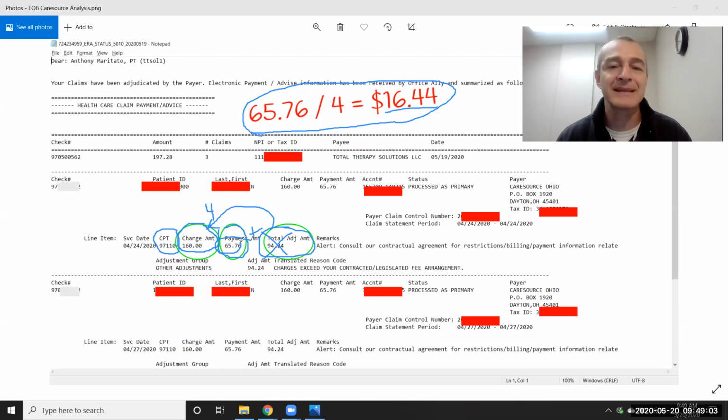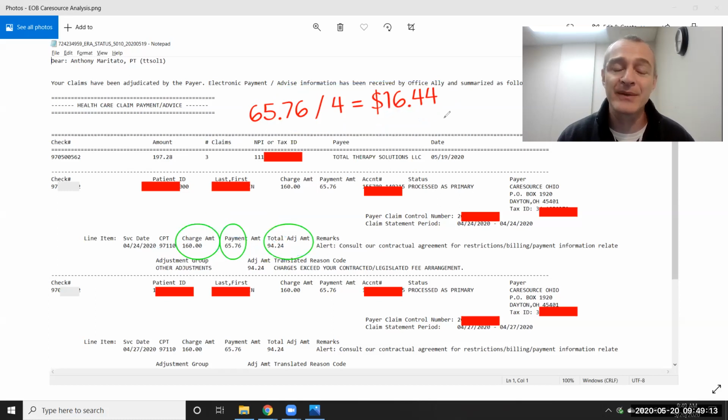Those are important distinctions. We are contracted with Caresource. Now, if we were not contracted and the $65.76 is what they paid on an out-of-network basis, there may be an opportunity to balance bill the $94.24 to the patient. Balance billing is charging the patient the difference between the allowed amount and what was charged. But in this case, we are contracted. We do not balance bill the patient.